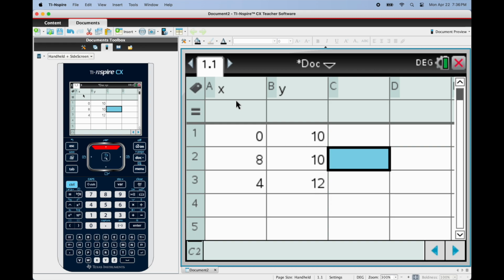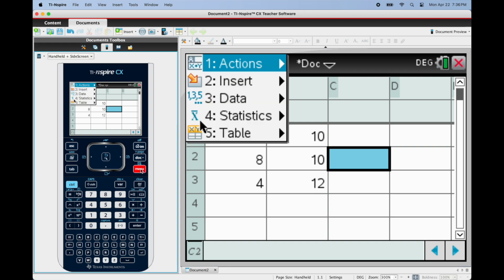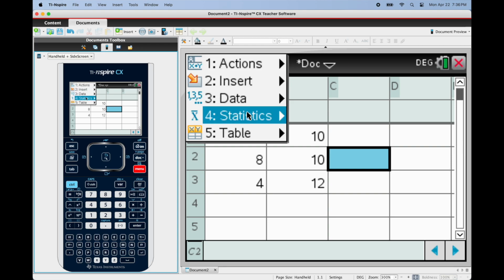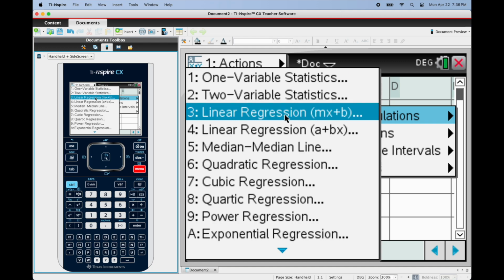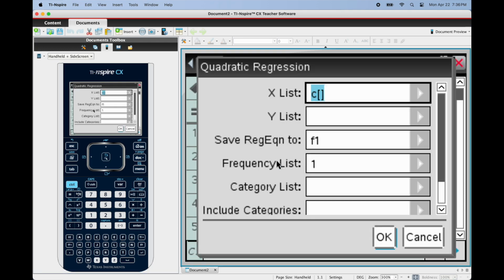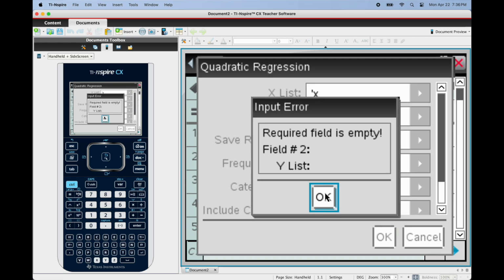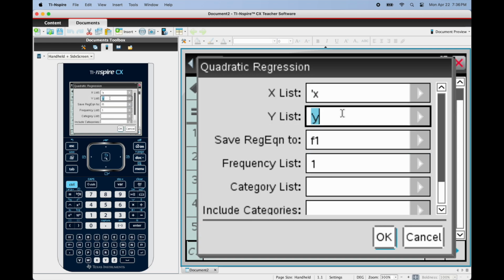3 points allows us to write the equation of a quadratic. So 2 points, linear regression. 3 points, we can write quadratic regression. Let's go statistics, stat calculations. We don't want a linear regression, we want a quadratic regression. X is replaced in the x, the y coordinates, the y were in the y.